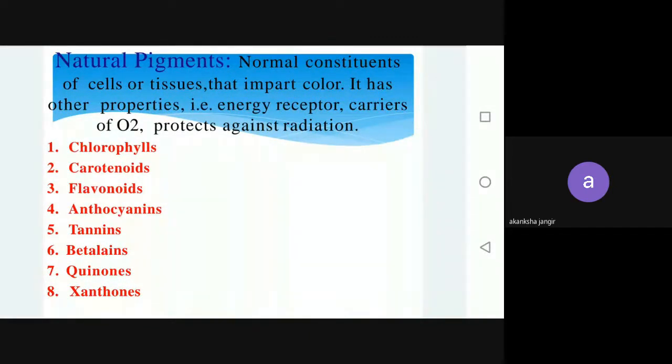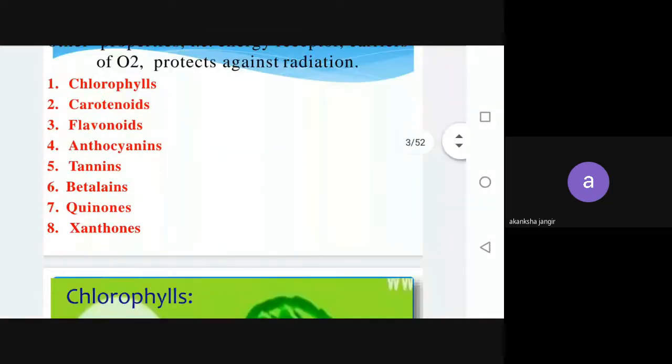So in the coming slides, we'll find one slide in which it is written how the food colors are classified. Basically they are classified as natural food colors and artificial food colors. The natural food colors include chlorophylls, carotenoids, flavonoids, anthocyanins, tannins, betalains, quinones, and xanthones. So these are some of the natural food colors.